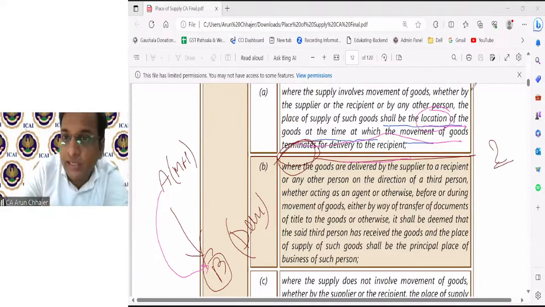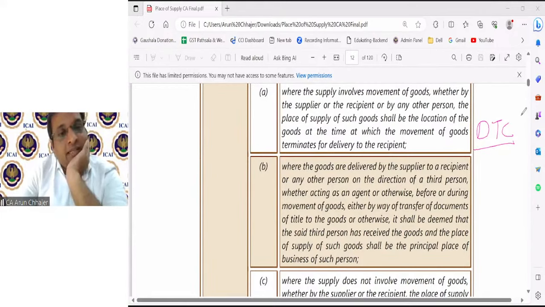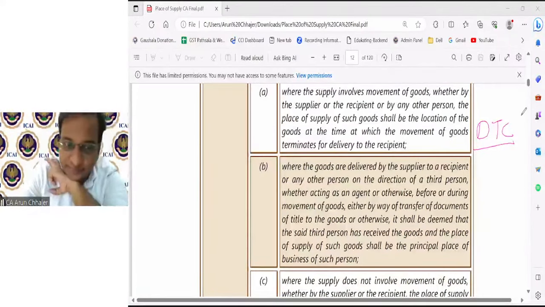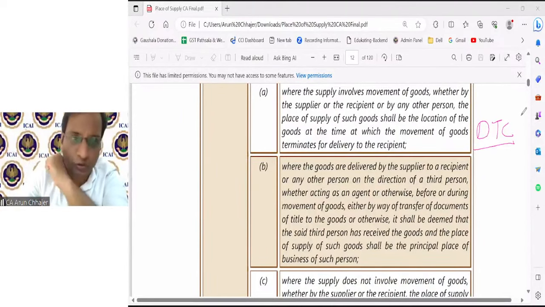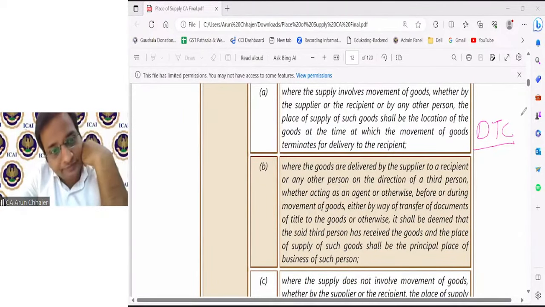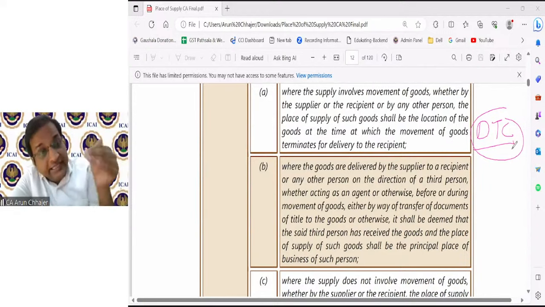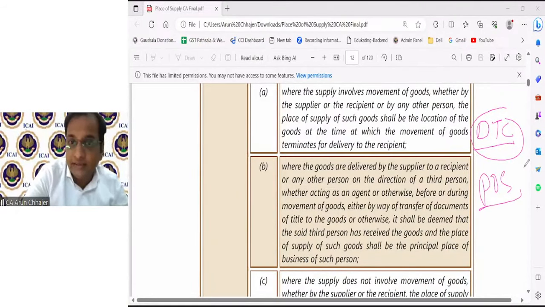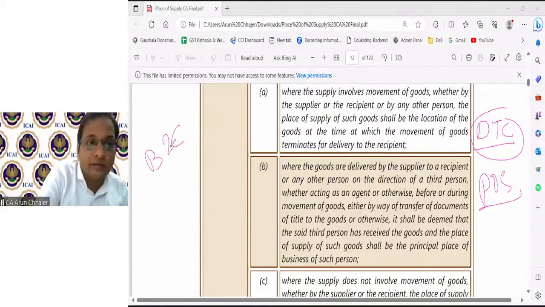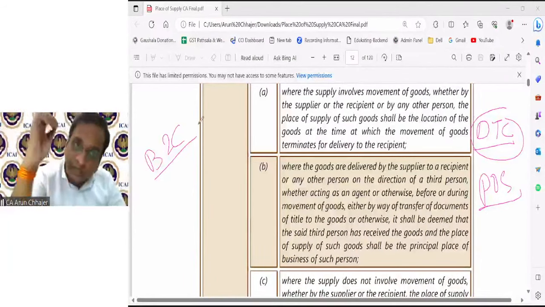Now the confusion. What will happen in case of over the counter sale? Let's say I was traveling to Maharashtra and I went to a shopping mall, Big Bazaar or Shoppers Stop, and purchased certain goods for me. The supplier has given the goods at the counter. Now I am taking the goods to my Delhi location. What would be the place of the supply? The problem is bigger in case of a B2C transaction, because in case of B2B the supplier knows the customer's GST number and quotes it.